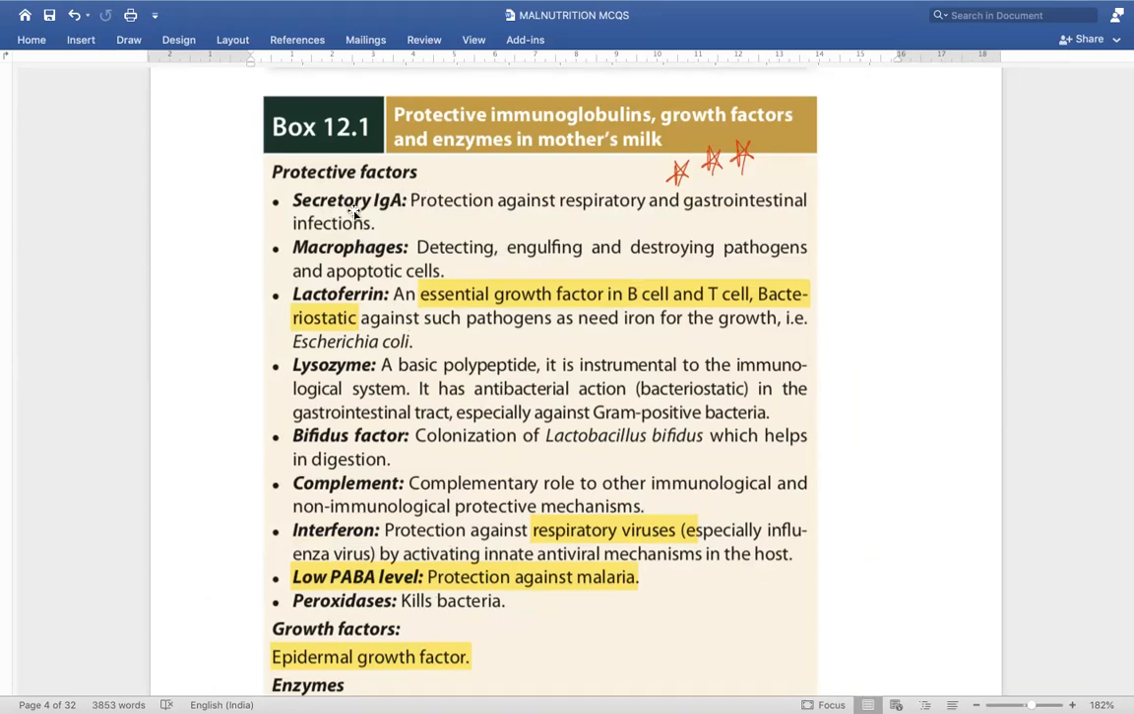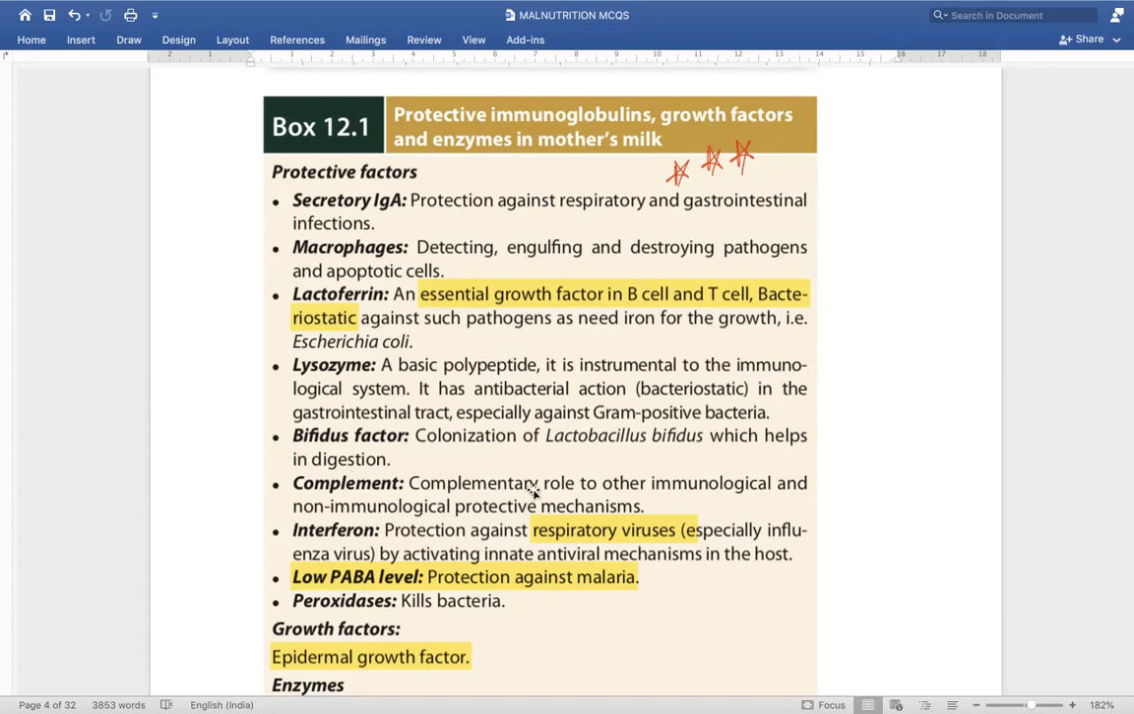So what are the other protective factors? Secretory IgA will protect against respiratory and gastrointestinal infections. Macrophages also detect, engulf, and destroy pathogens, any pathogens, irrespectively. Lactoferrin is an essential growth factor, and it acts as a bacteriostatic agent, especially against E. coli. And lysozyme acts against gram-positive bacteria. Bifidus factor promotes colonization of Lactobacillus bifidus, and this will help in digestion. It is not a protective factor, it will help in digestion.